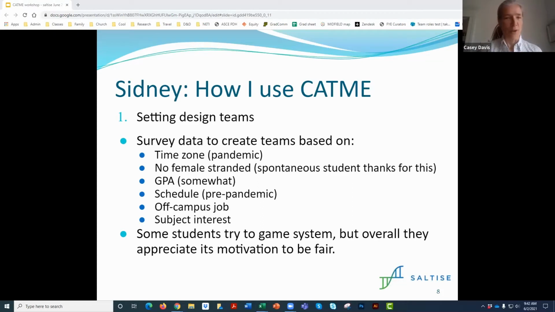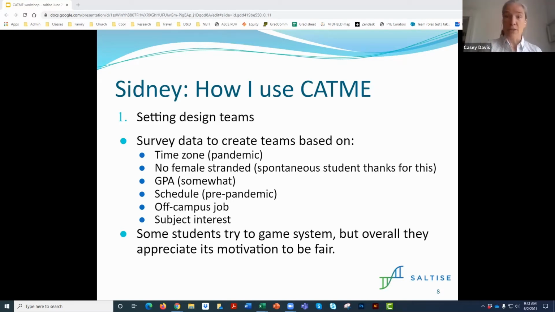And you probably already know all about that. Anyways, students that have female characteristics typically are given the role of, we're going to manage and be the secretaries. So when there's two of them, they share that role and they appreciate it. GPA I use somewhat, because GPA doesn't always indicate your team abilities or your KSAs or your willingness to use them. Schedule is important as well, more for pre-pandemic than pandemic.